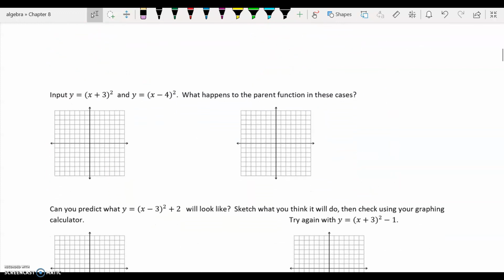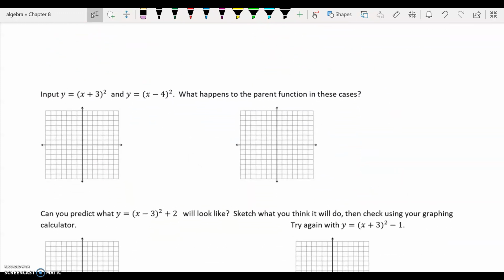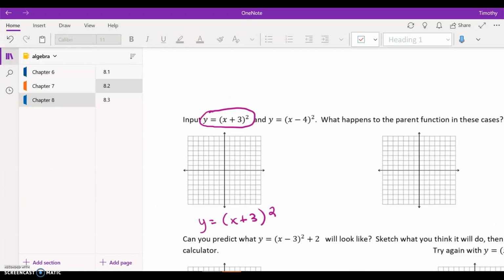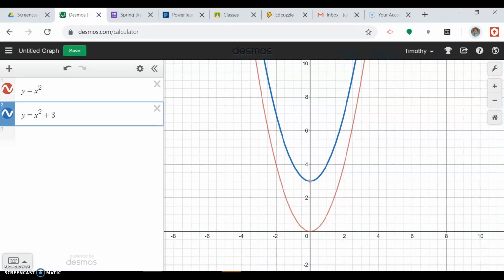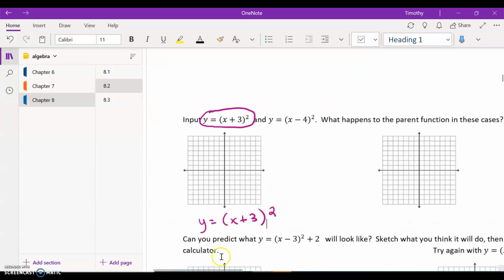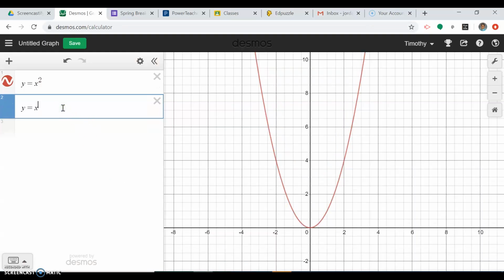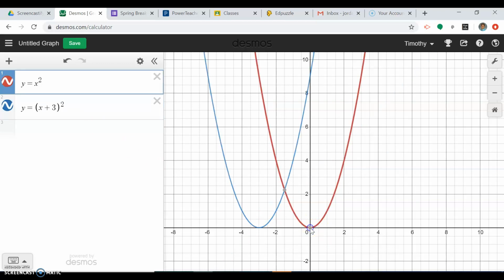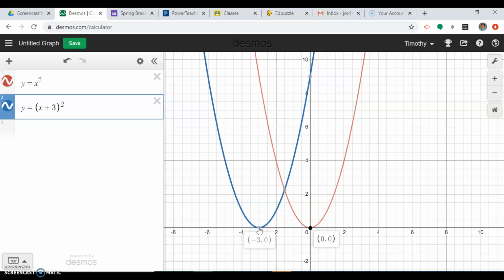Now, I want you to put this into Desmos. So we're still basing everything off of that parent function, guys. This one right here, you type it in. Notice, where did our vertex go? We moved it left 3.